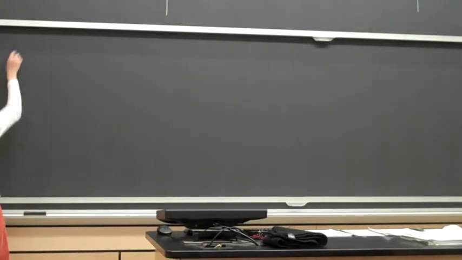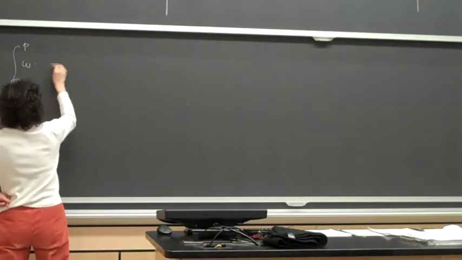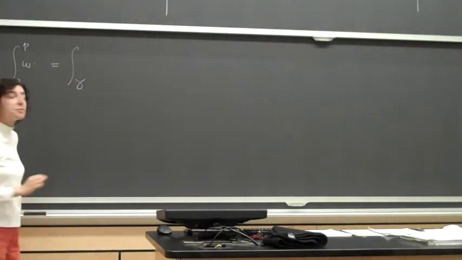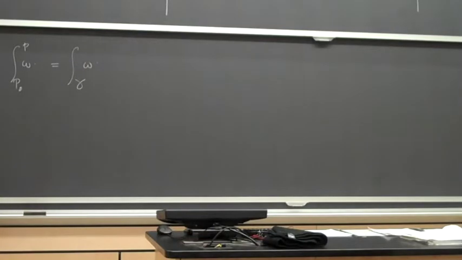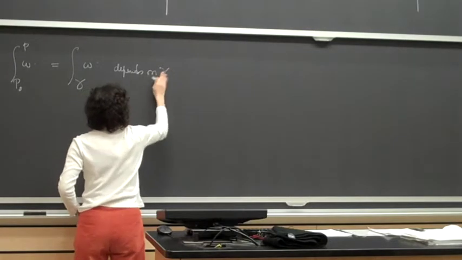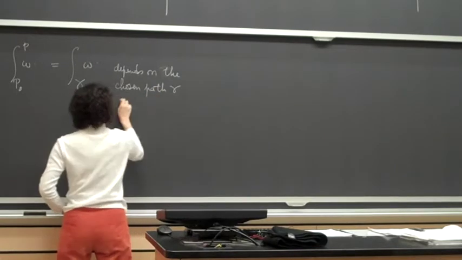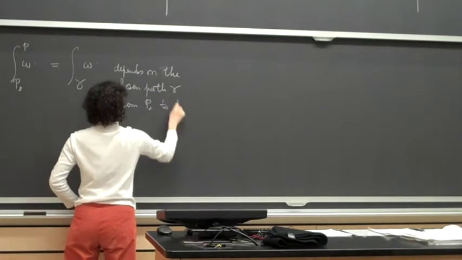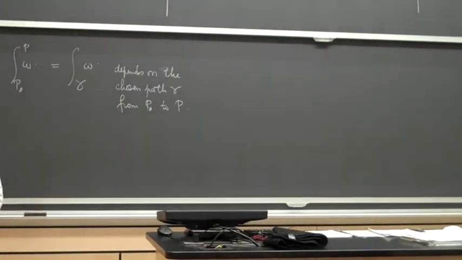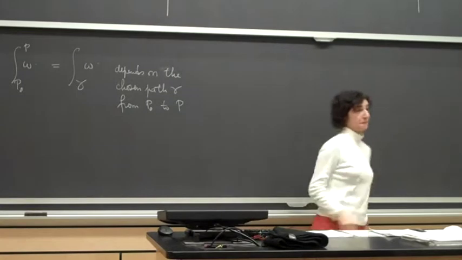Okay, so the question is, can you compute the integral from P0 to P of your differential form omega? And the problem is that you can choose a path from P0 to P and integrate your differential form on that path, but it's going to depend on the path. And people don't like that sort of thing. They like things to not depend on some random things that they cannot determine, right?